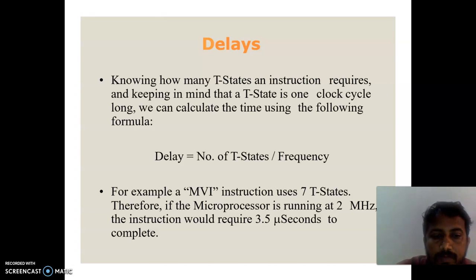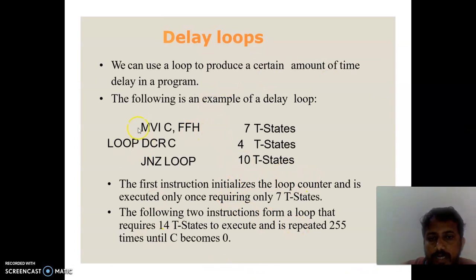So let's take a simple example. For example, the MVI instruction has 7 clock states, and frequency is equal to 1 by time period. If your frequency is 5 megahertz... here an example of 2 megahertz frequency is taken. When you have a 2 megahertz frequency and the number of clock states is 7, then the instruction would take 3.5 microseconds to process. So this is a simple example of a delay for the MVI instruction. Now this is one delay loop. How much delay is it making up?